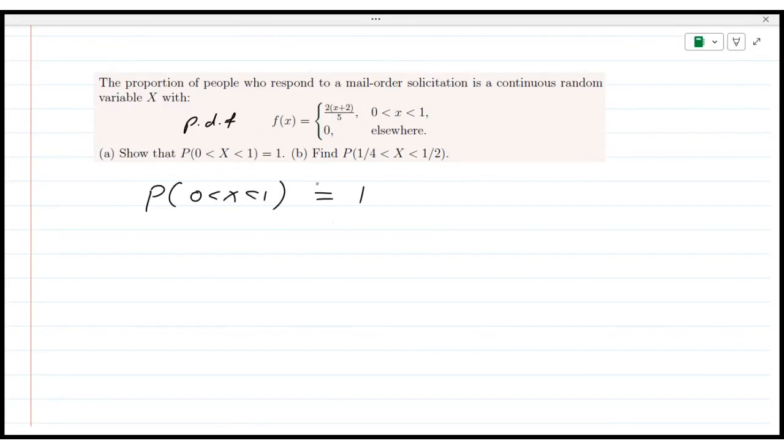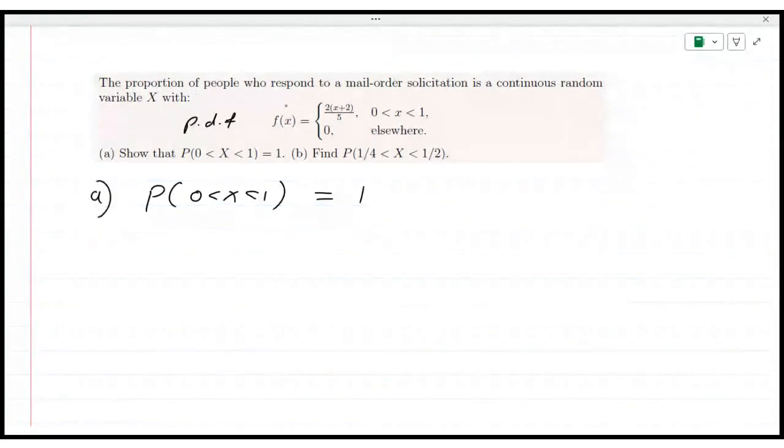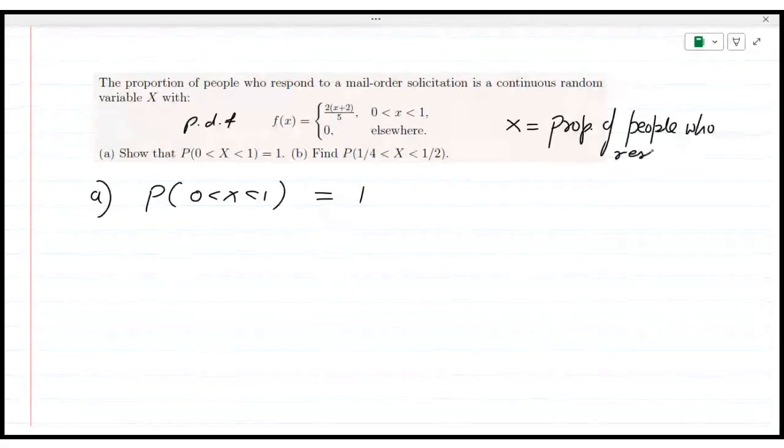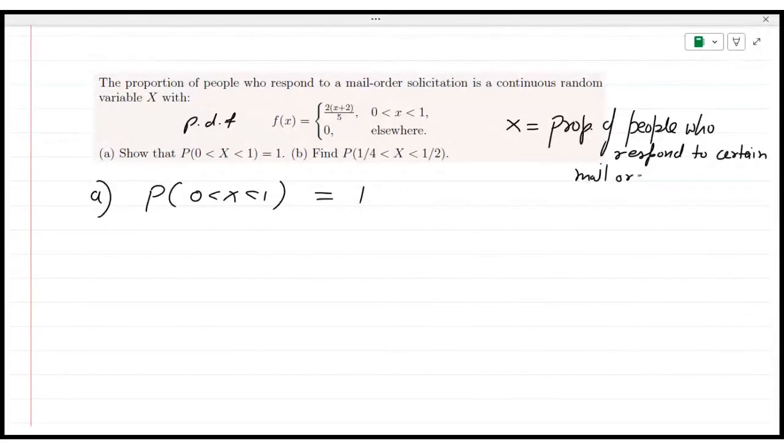Okay, so let us understand the question first. The proportion of people who respond to a mail order solicitation is a continuous random variable x. So what is the random variable here? X is the proportion of people who respond to a certain mail order solicitation. Student, what is mail order solicitation?